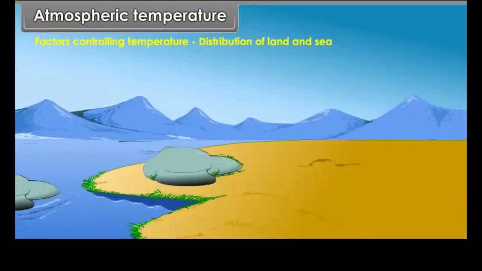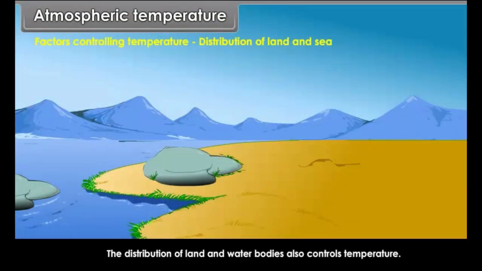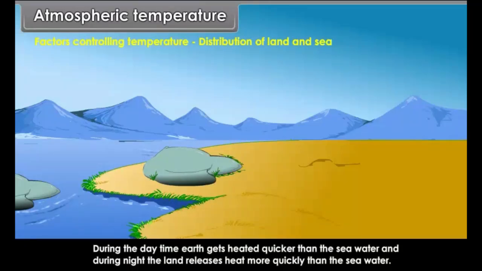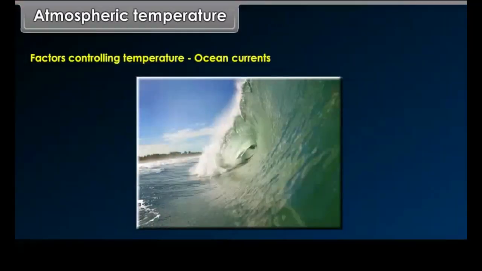Distribution of land and sea. The distribution of land and water bodies also controls temperature. During the daytime, earth gets heated quicker than the sea water, and during night, the land releases heat more quickly than the sea water.